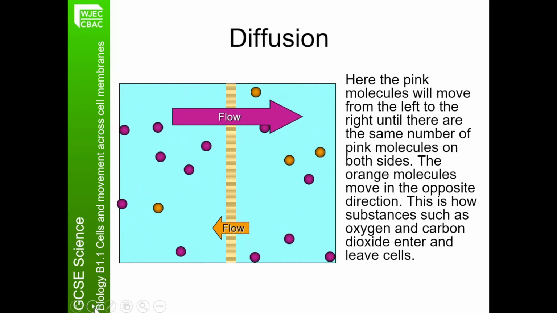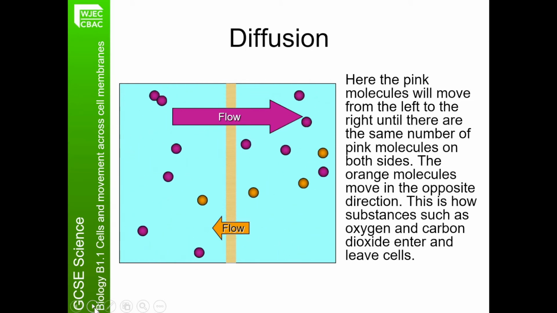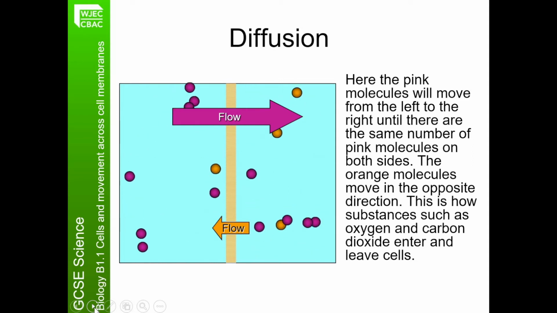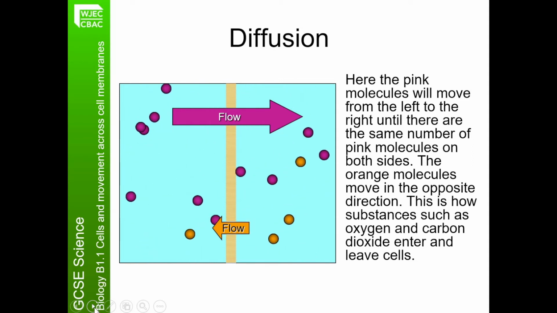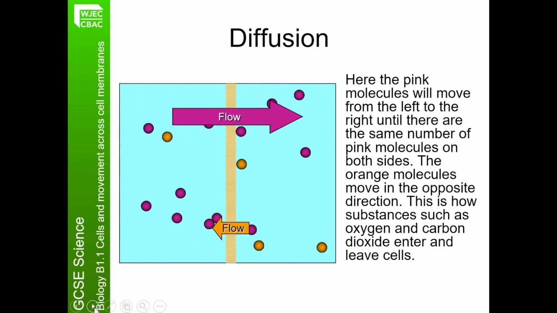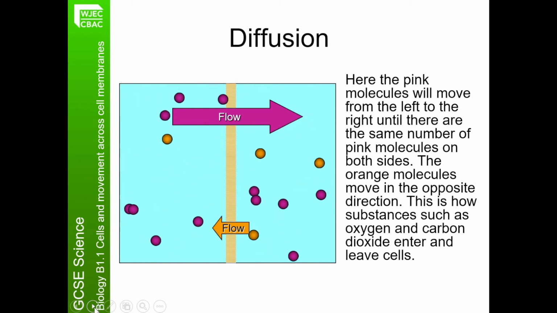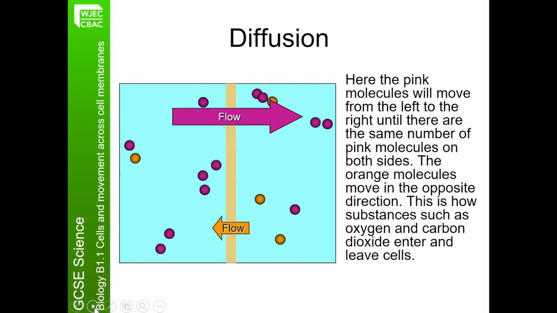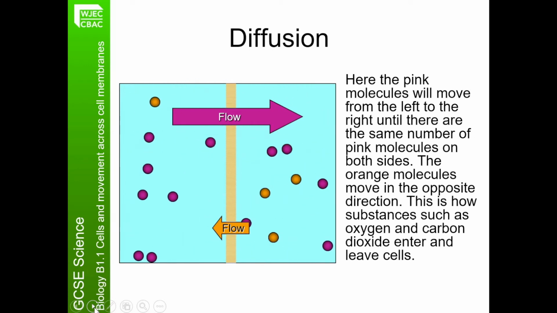So we can see the overall flow of pink molecules is from left to right, even though you do occasionally get some of the pink molecules move in the opposite direction. The overall net movement is from left to right, and the orange molecules move from right to left. The overall net movement from right to left for the orange molecules.